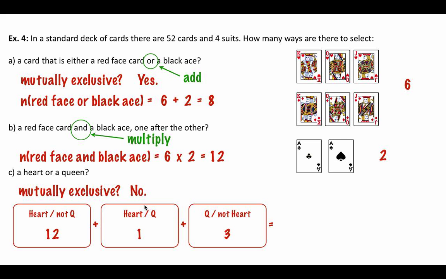So what we get is 12 plus 1 plus 3. Again, "or" is our signal that we're adding here, because we're still only choosing one card. We're not choosing cards at different stages. So we have 16 correct options.